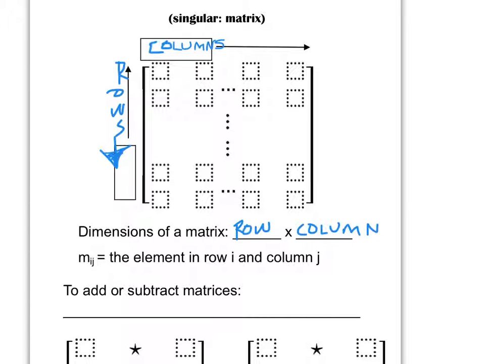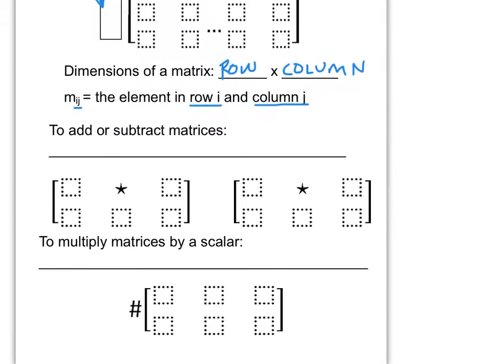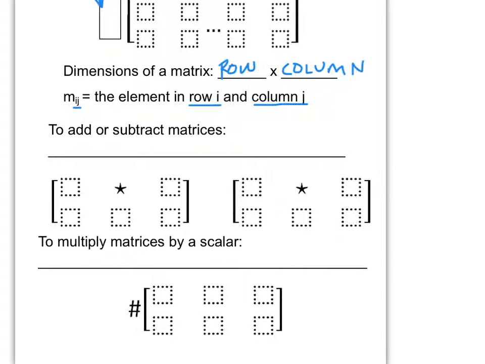And we do that with little subscripts, so M subscript ij means the element that's in row i and column j, so it's always row first. Today what we're going to look at is basics like that, naming certain elements, and then adding, subtracting, and multiplying by a scalar.